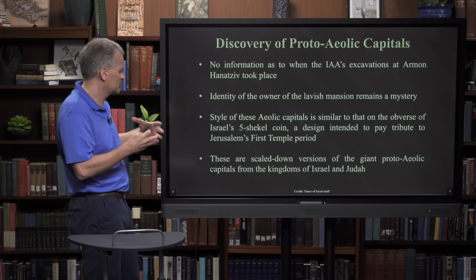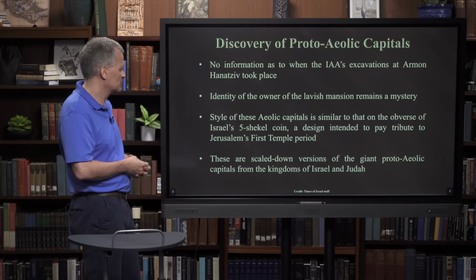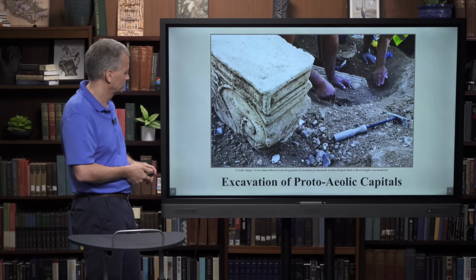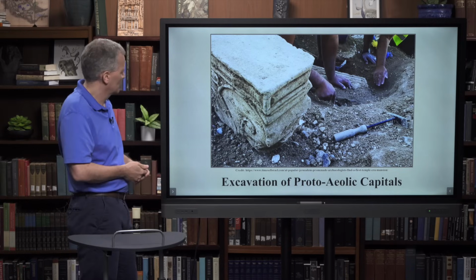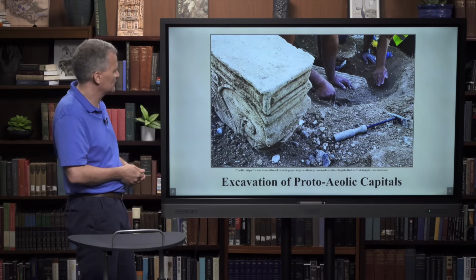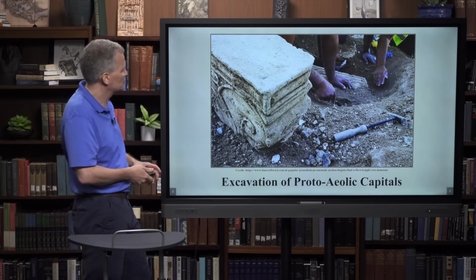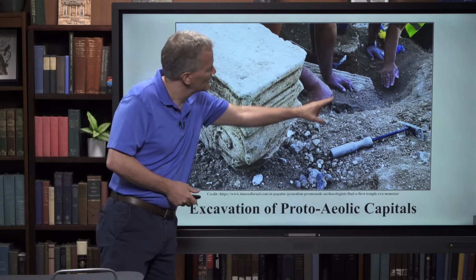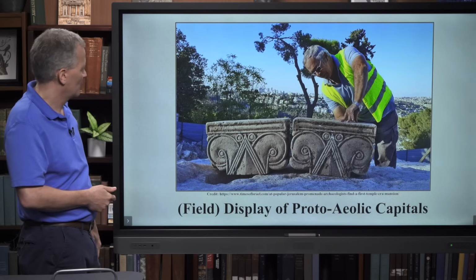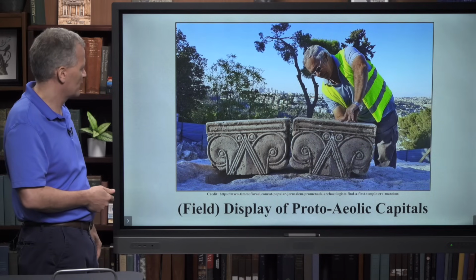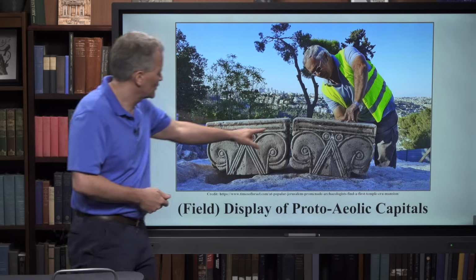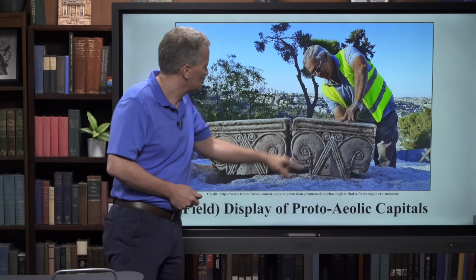So these Aeolic capitals are scaled-down versions of the giant Proto-Aeolic capitals from the kingdoms of Israel and Judah. So here's the context in which one of these capitals was found. You can see the excavators there with their tools attempting to uncover one of them. So soon after their discovery, photographs were taken. You can see still probably some of the dirt that remains.